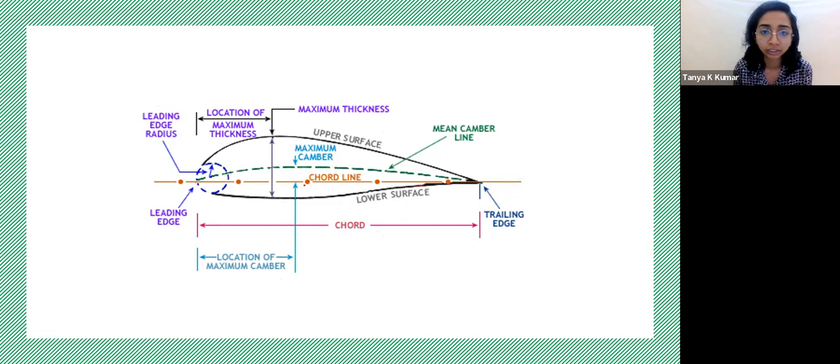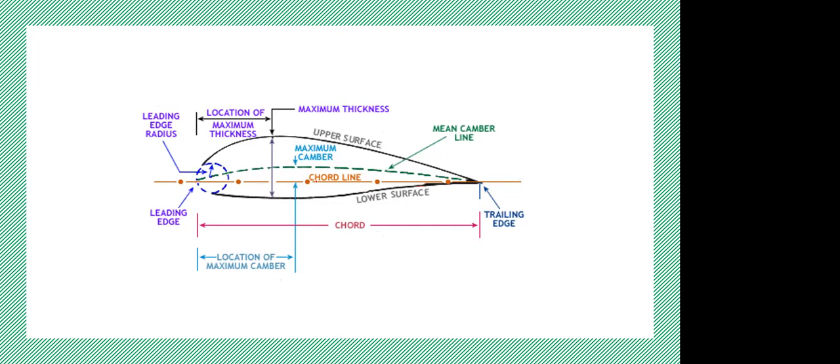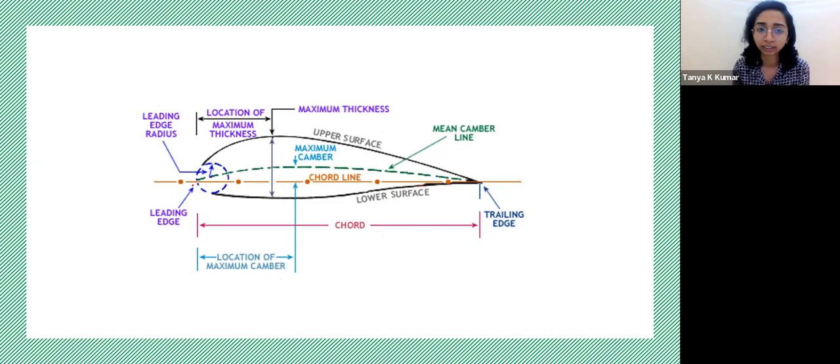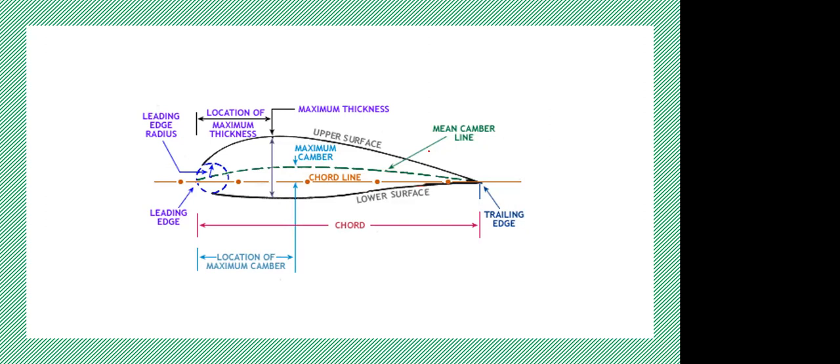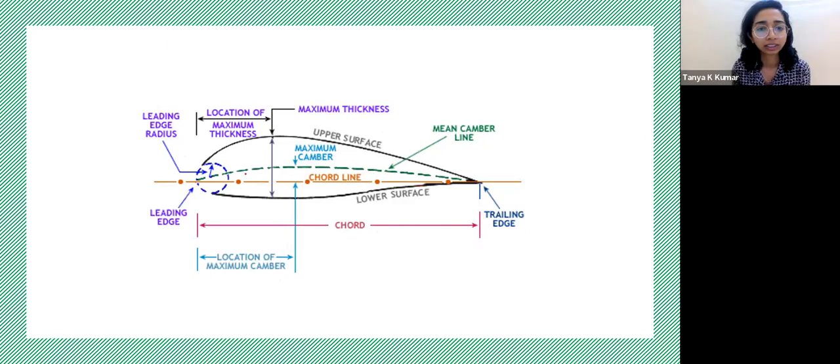Well, this line in orange is called the chord line. What is the chord line? A straight line joining the leading edge and the trailing edge. Absolutely right. Then you have this line in green called the mean camber line. What is the mean camber line? It is the equidistant line from upper and lower surface. Again, right. So these are the two basic lines that we will discuss throughout the course.